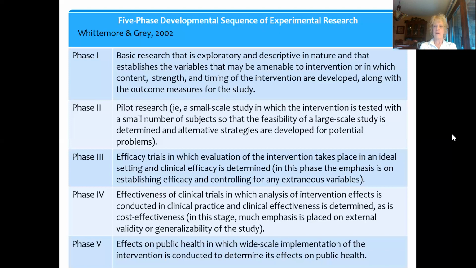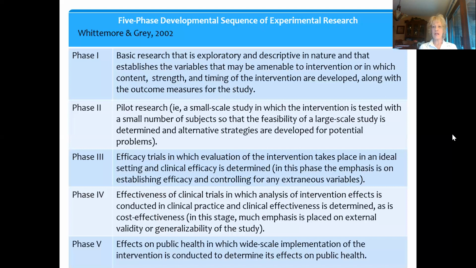trying to establish that something might work. Phase two is then to pilot test that intervention. It's usually a small scale study where you test the intervention with a small number of subjects, and you're really looking at, is this feasible? Could I do a large scale study? Would these outcome measures work? Would people show up for the intervention? And I also identify any alternative strategies, and pay close attention to how you might address potential problems.